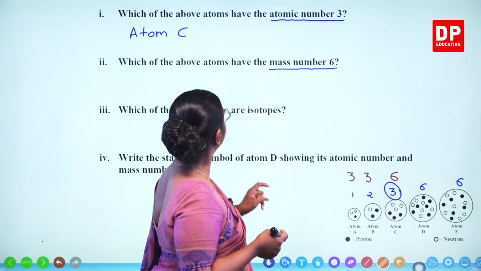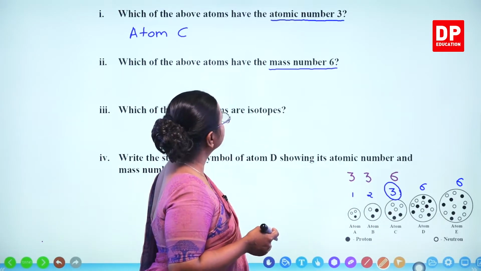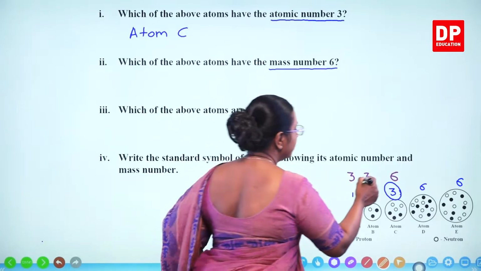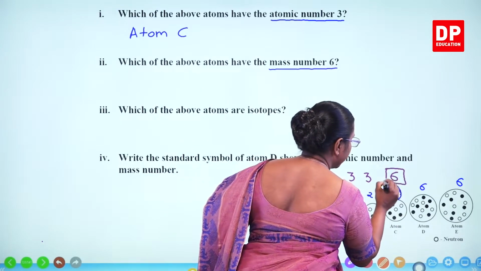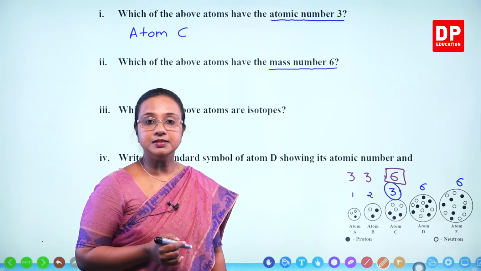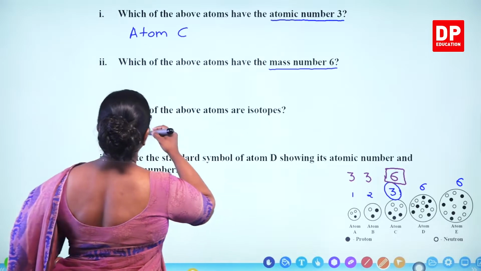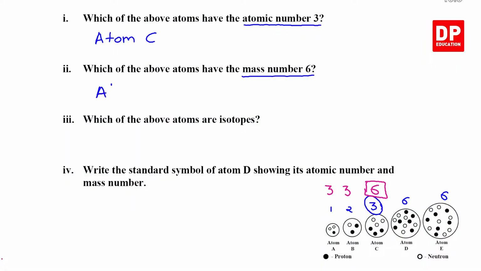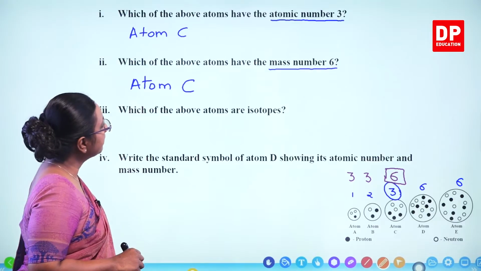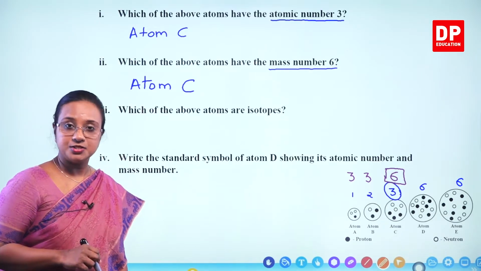So we need to find the atom that has the mass number 6. Here, from the calculation, we have found that atom C has mass number 6. So the same answer, atom C has mass number 6. Third one, which of the above atoms are isotopes?